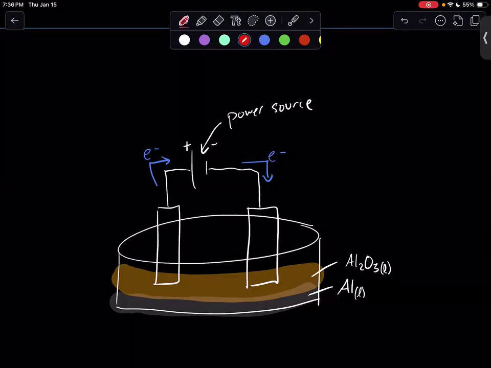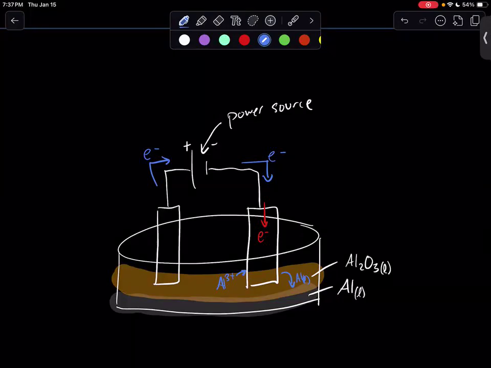Electrons are going to flow into here, and if those electrons are flowing in, it's going to charge this negatively. Therefore, our aluminum 3+ ions are going to be attracted to it, and once they get attracted to that electrode, they will then deposit off the aluminum metal as they gain those electrons as they are reduced.